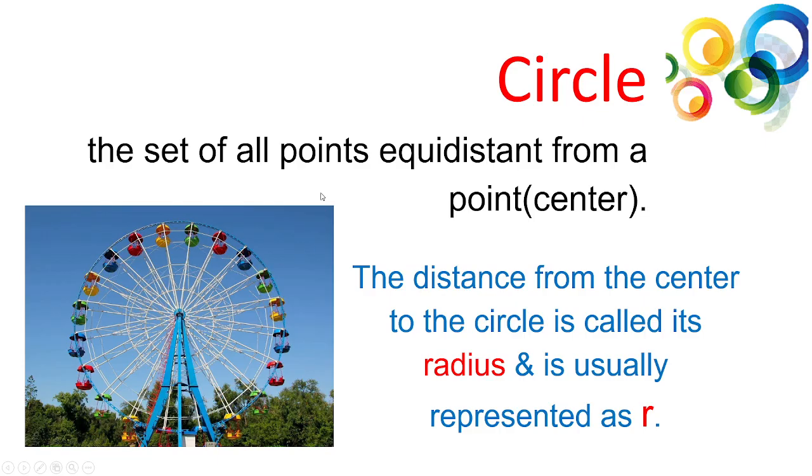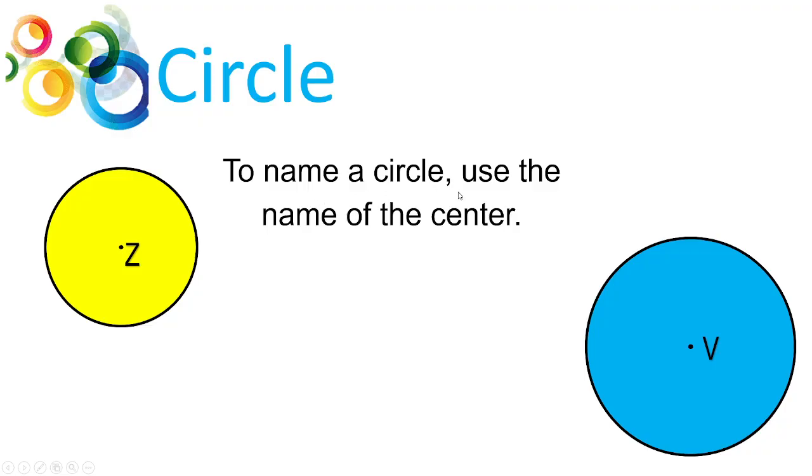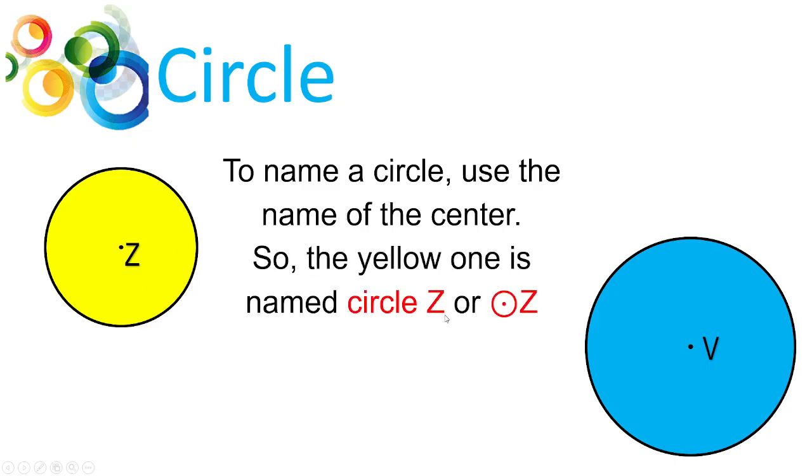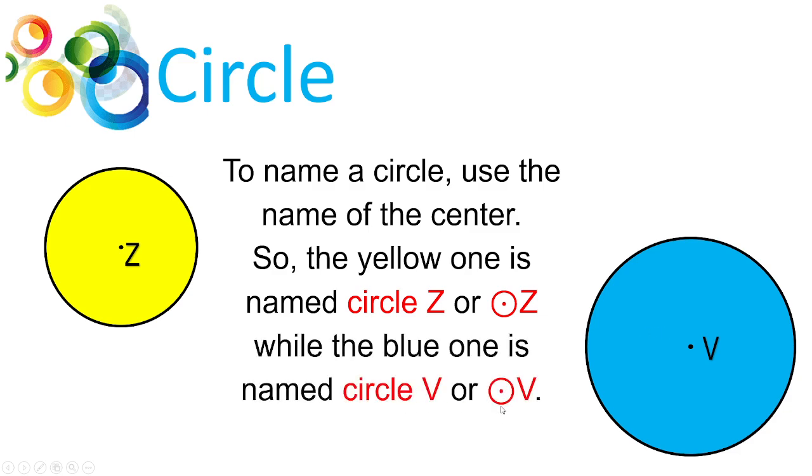Okay, that's it. So to name a circle, simply use the name of the center. And you guess it right, the yellow circle here is named circle Z. And you can also use the symbol to pertain to circle. And yes, you are correct again that the blue is called circle V. I know you know this.